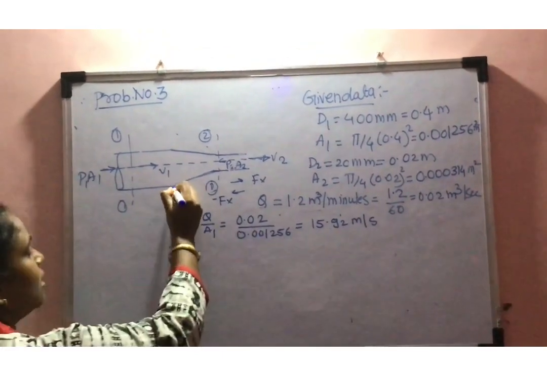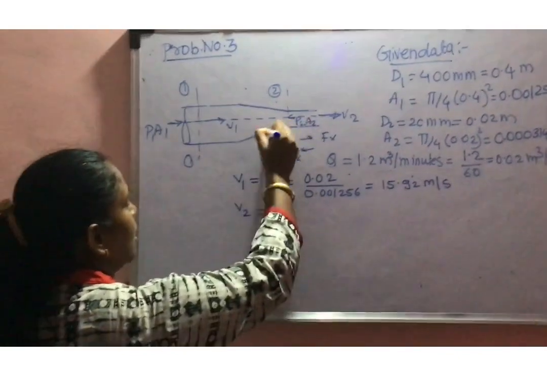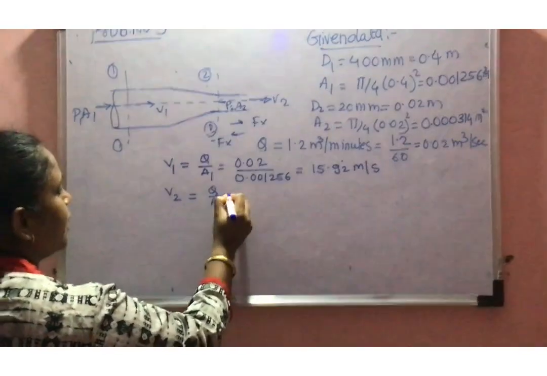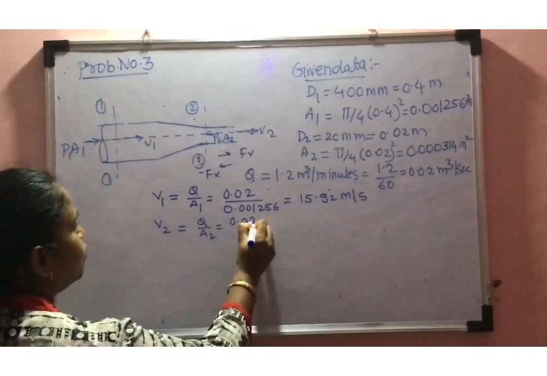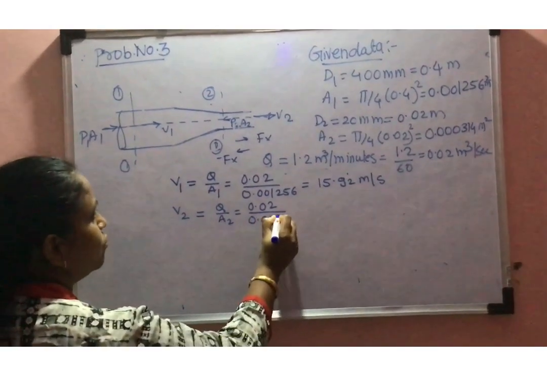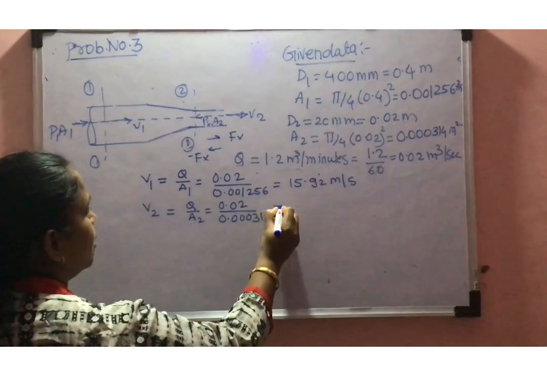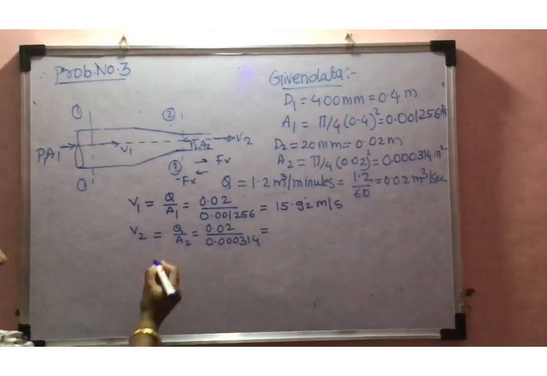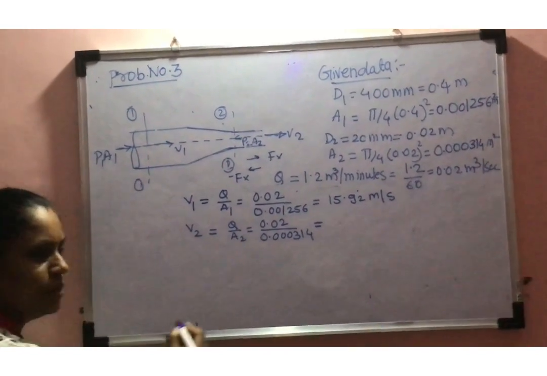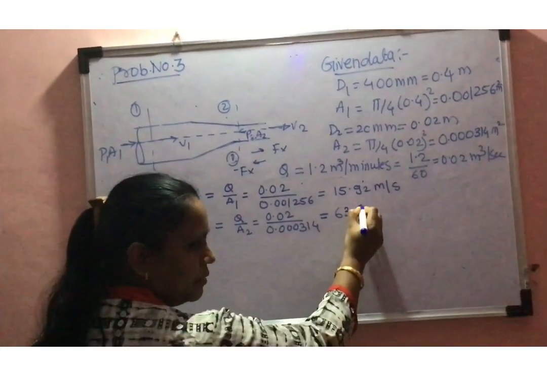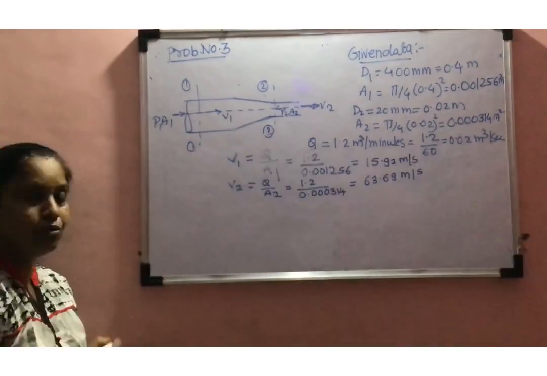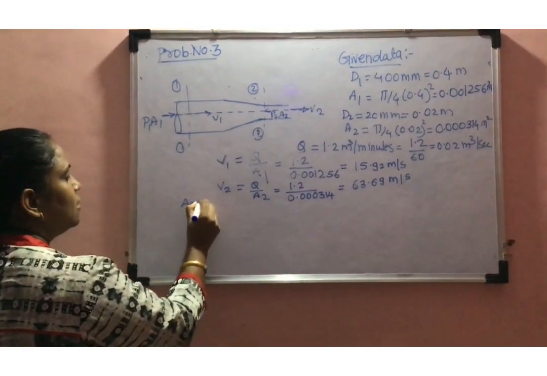Then find out the velocity at the nozzle. Nozzle is nothing but the tapering, reducing part. So V2 is equal to Q upon A2. Q is equal to 0.02 upon the area 0.000314, and after calculating we'll get the value of 63.69 meter per second.